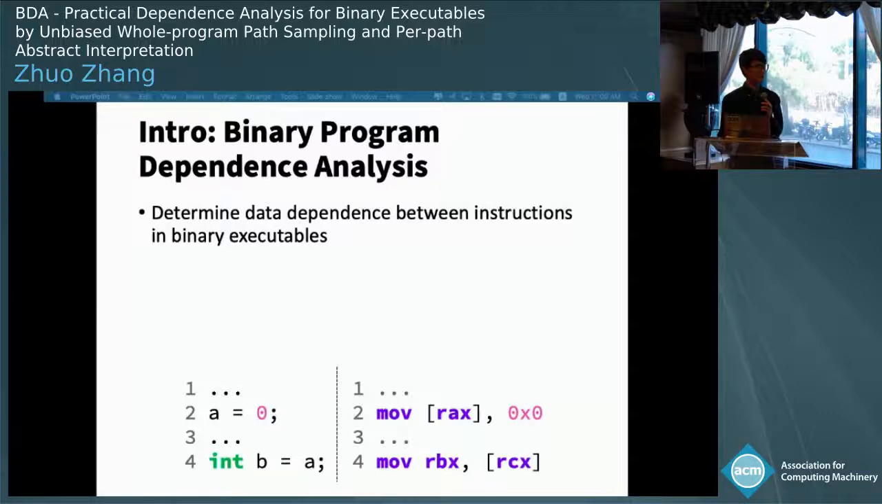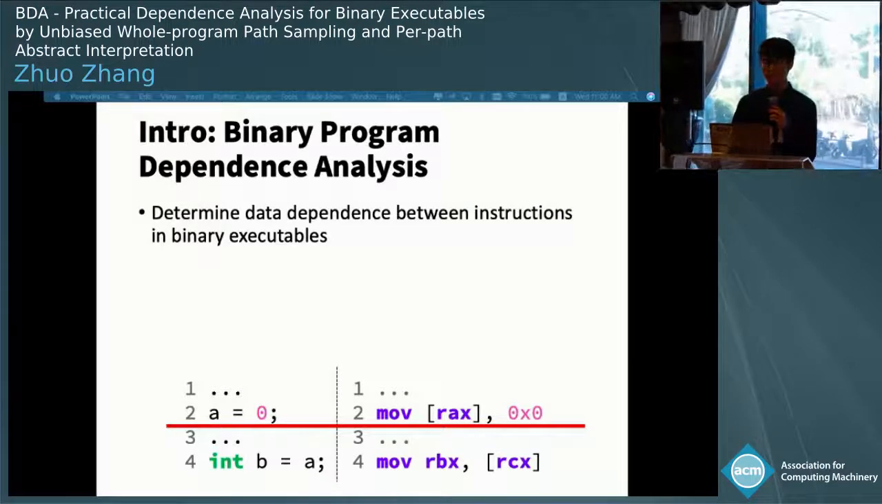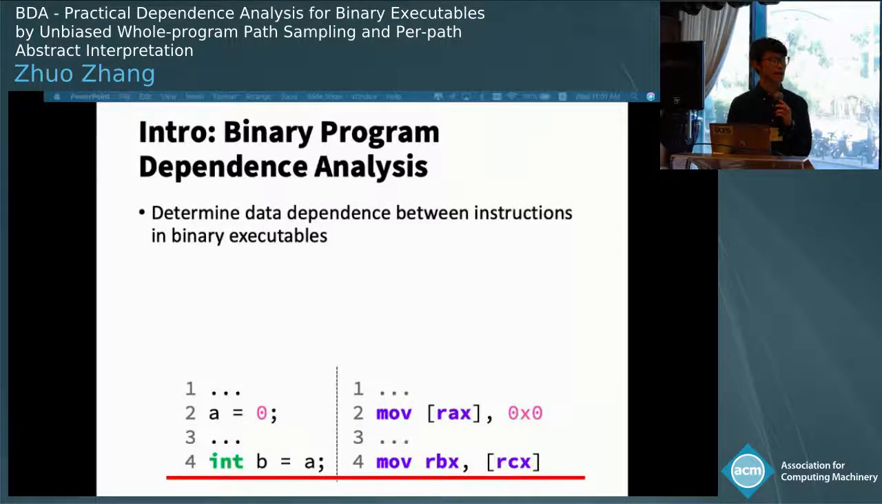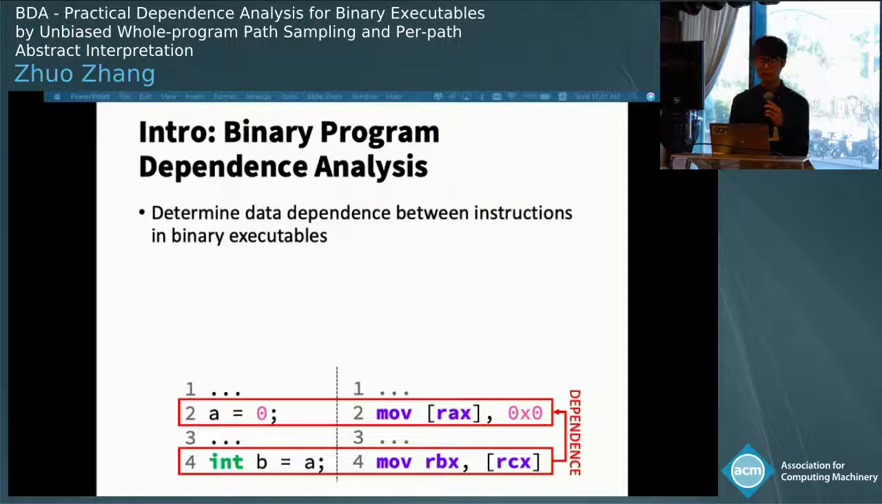So let's look at an example. It initializes A as 0 in line 2, whose assembly code is a memory write, writing to the address pointed by RAX. Then it copies A to B at line 4. The corresponding assembly code is a memory read, reading from the address pointed by RCX. Because these two instructions both operate on the same variable A, they are actually accessing the same memory locations. We call these two instructions dependent. Binary program dependence analysis tries to find all such kinds of instruction pairs.